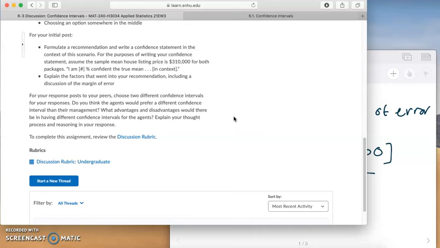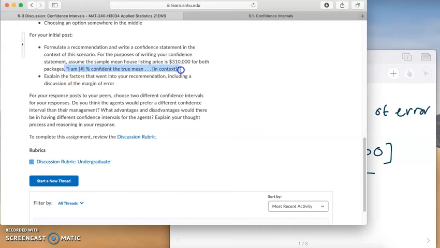The idea here is that it's the management that's making the decision about this analysis. They're the ones spending the money, but it's the agents that are going to be utilizing this tool. So think a little bit about whether you think the agents would prefer a different confidence interval than your recommendation, or what management would choose. Again, there's no right or wrong answer for which method you choose. However, you do need to support it. You can't just say, I recommend option 1 and leave it at that. You do need to follow this.